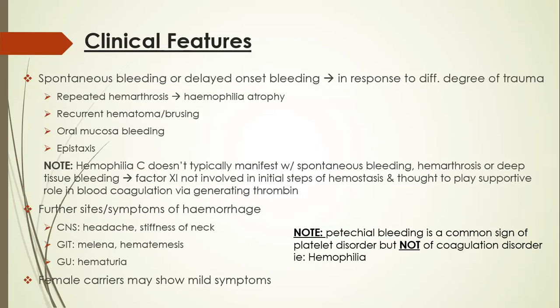Clinical features. Patients will present with spontaneous bleeding or delayed onset of bleeding in response to different degrees of trauma. So you can have repeated hemarthrosis or blood in the joint, which can then lead to hemophilic atrophy of the joint. You can also have recurrent hematoma or bruising. There could also be oral mucosal bleeding as well as epistaxis.